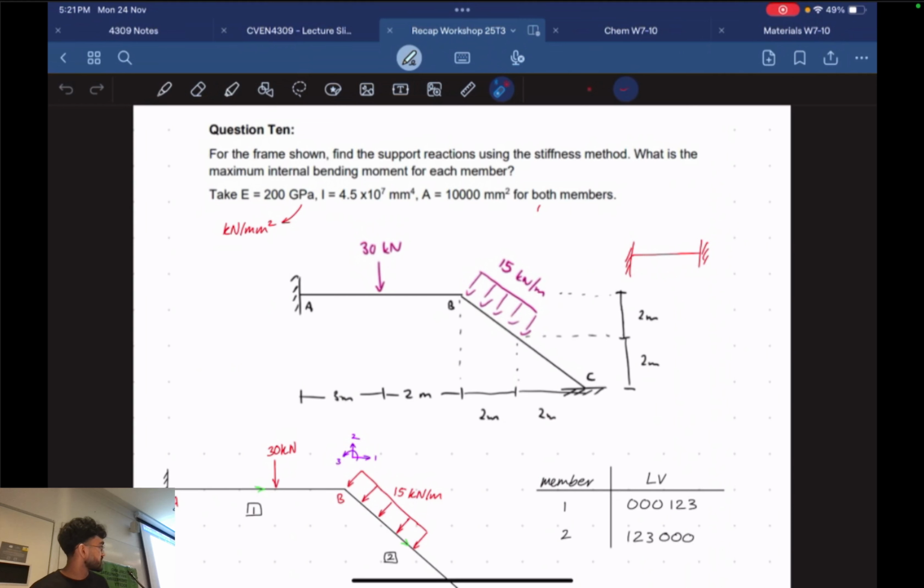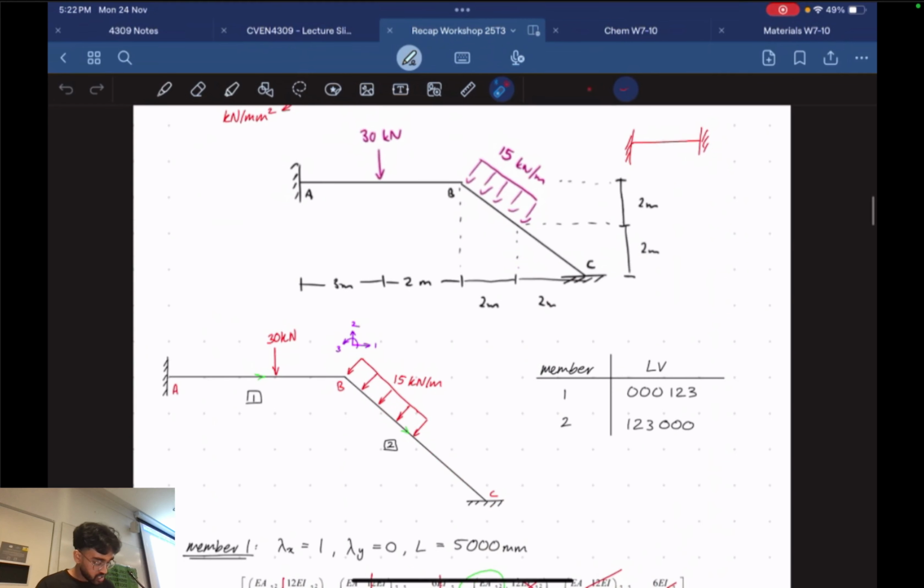Okay, so this is the question I'm going to go through. For the frame shown, find the support reactions using the stiffness method. What is the maximum internal bending moment for each member? So you're going to find the bending moment diagram for each of them and find the maximum.